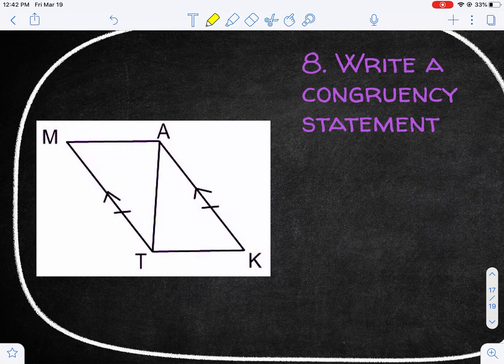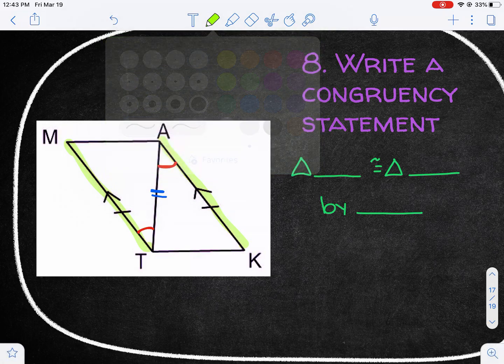This time I'm told that MT is parallel to AK and is congruent. Notice this symbol means congruent. The arrows mean parallel. Just because it's parallel doesn't automatically mean it's congruent, and just because it's congruent doesn't mean it's automatically parallel. Because they're parallel, I know my red angles will be congruent. And then they also both have AT in these triangles. So I'm going to have this side, my angles, and then that blue side.